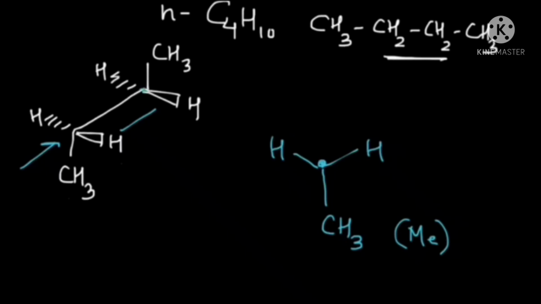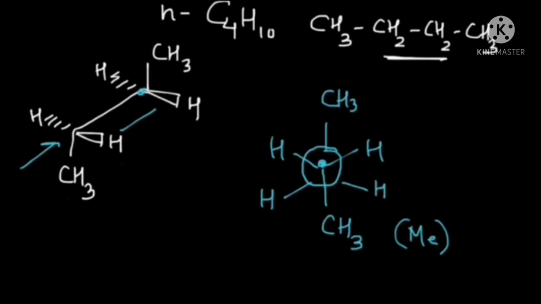Now the back carbon atom, what we will do is we will draw it as a circle. The CH3 group is straight up. There is one hydrogen to the right and other hydrogen to the left. This is the Newmann projection for normal butane.